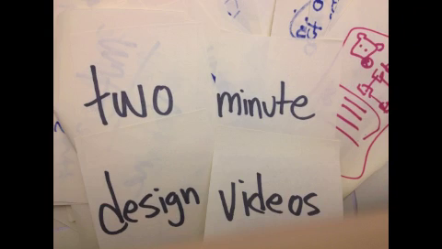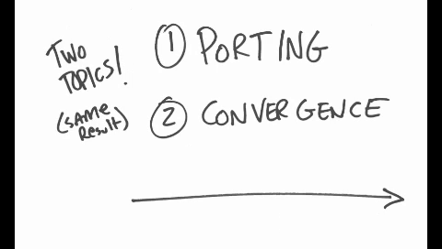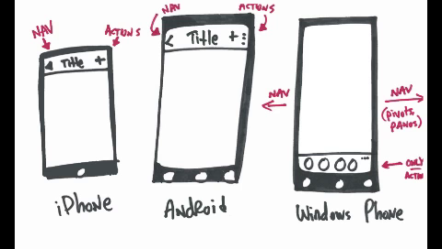Today we're going to talk about navigation on top and actions on the bottom. And there's two big reasons that we have to think about this. Number one, porting. People coming from iOS or Android are expecting a certain amount of consistency when they come over to Windows Phone. And number two, convergence. Windows Phone and Windows 8 need to align. They are going to become one operating system, so we need to make sure we're designing apps that work across all the screens.